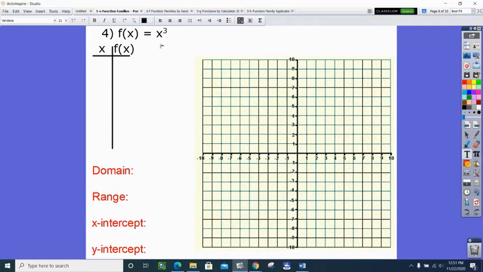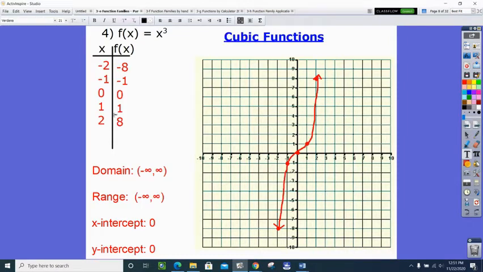So the fourth one is something new. We're raising it to the third power. Now, again, our fave 5 are going to be okay as inputs. But this time, because we're not raising it to an even power, we are going to see negative outputs. So your table, if you use the fave 5, you should have a -8 here, because -2 to the third power does give you a negative, and the same for the -1.